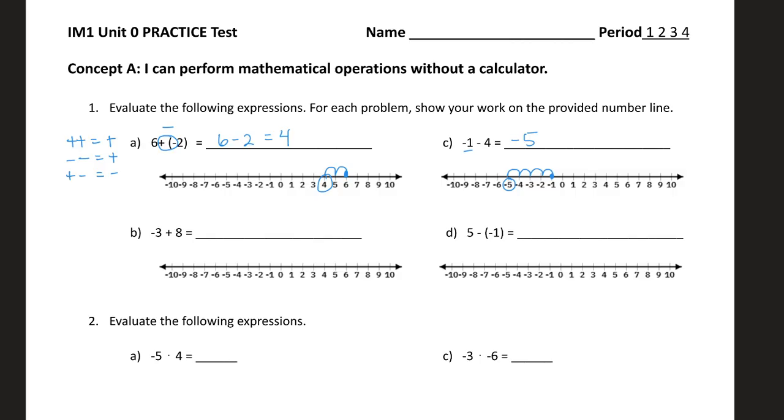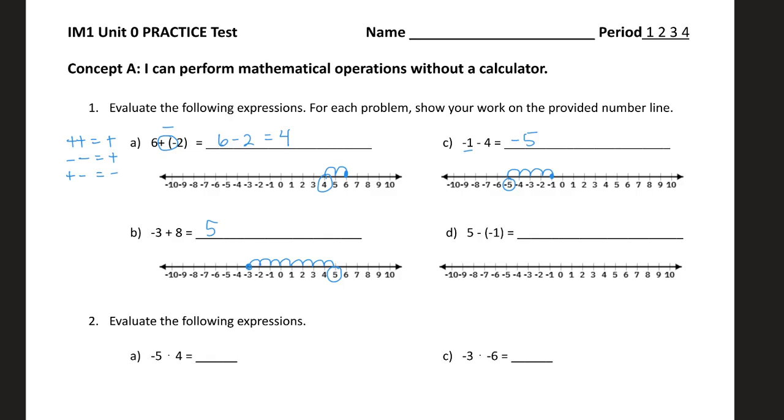For this one down here, again, we don't have any double signs because I don't see two symbols right next to each other. So we're going to start at -3. And since we're adding, that means we're going to go to the right. So we're going to count 8 steps. 1, 2, 3, 4, 5, 6, 7, 8. So my answer is going to be 5.